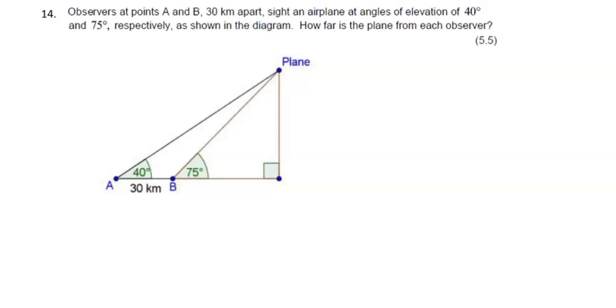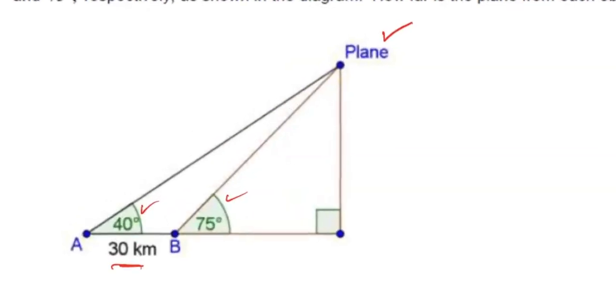In this video, we'll do problems 14 and 15 of the review packet. So it says observers at points A and B are 30 kilometers apart. Okay, so that's drawn in for us. They sight an airplane at angles of 40 degrees and 75 degrees respectively, as shown in the diagram. How far is the plane from each observer?